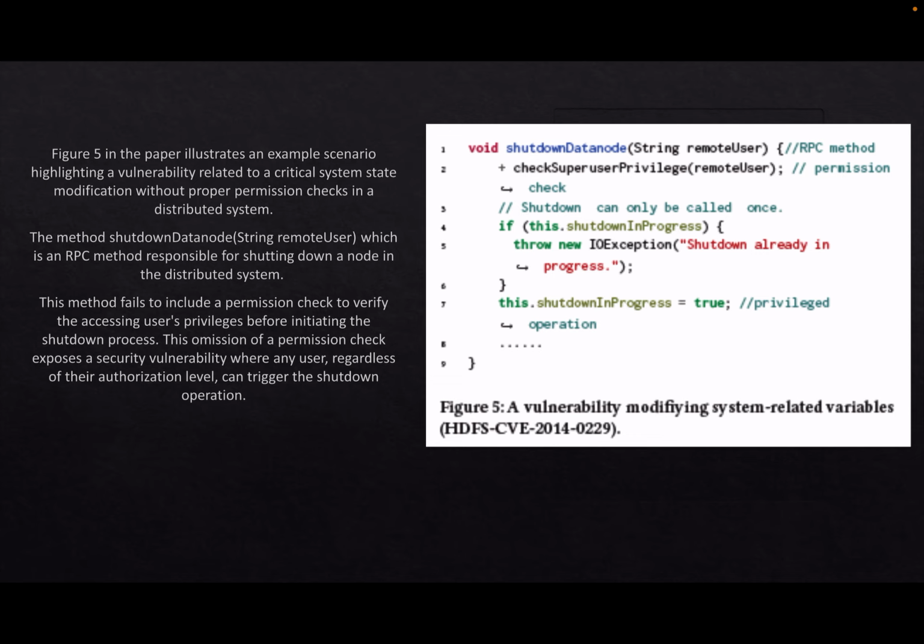In this vulnerability scenario, the shutdownDataNode method fails to include a permission check to verify the accessing user's privileges before initiating a shutdown process. The omission of a permission check exposes a security vulnerability where any user, regardless of the authorization level, can trigger the shutdown operation.